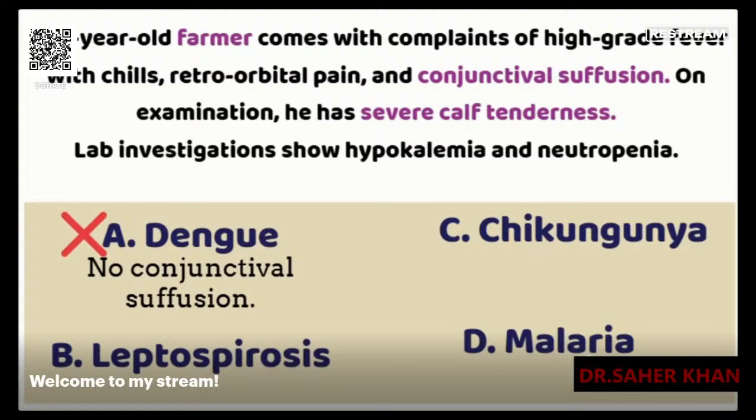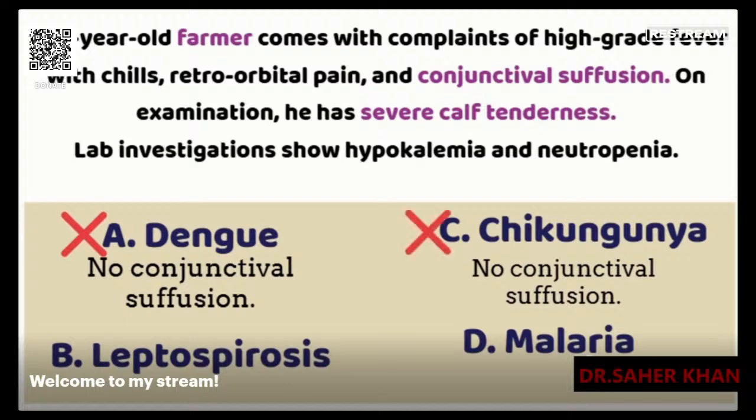Second, chikungunya. Chikungunya presents with fever and joint pain, but the joint pain is typically crippling and severe, which is not mentioned in this case. And chikungunya does not cause conjunctival suffusion, which is the key finding here. So chikungunya is not the correct answer.